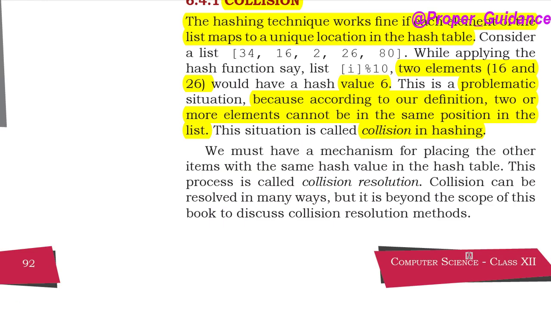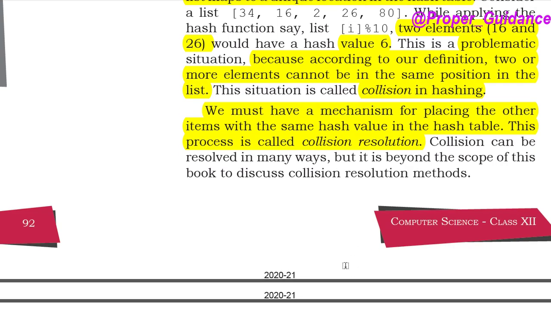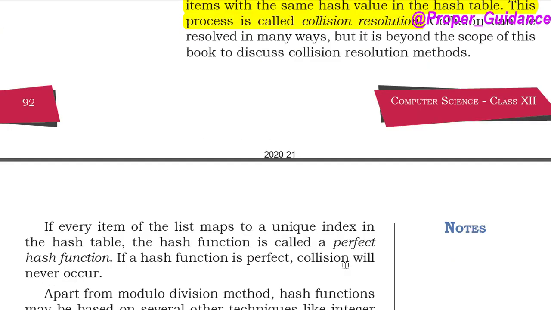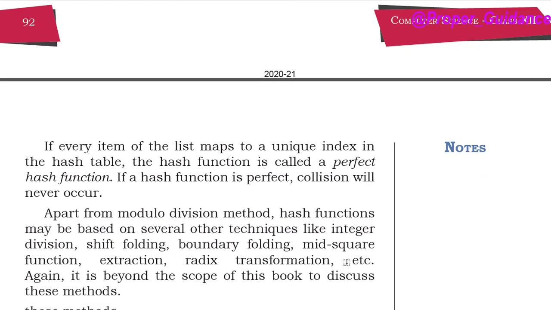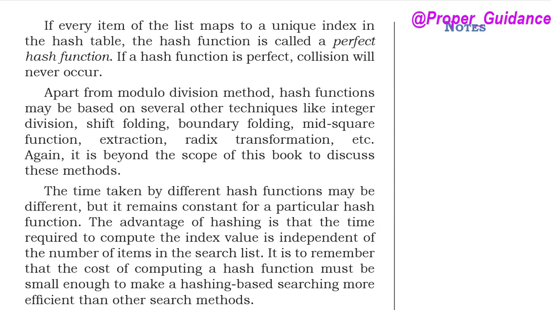We must have a mechanism for placing the other items with the same hash value in the hash table. This process is called collision resolution. Collision can be resolved in many ways, but it is beyond the scope of this book to discuss collision resolution methods. If every item of the list maps to a unique index in the hash table, the hash function is called a perfect hash function. If a hash function is perfect, collision will never occur.